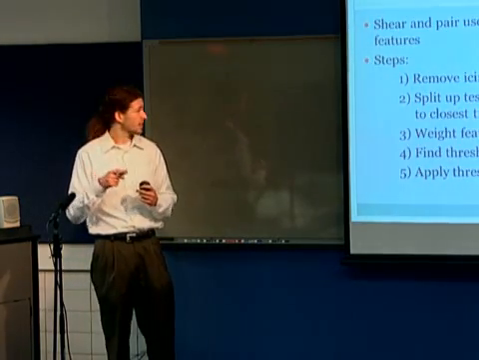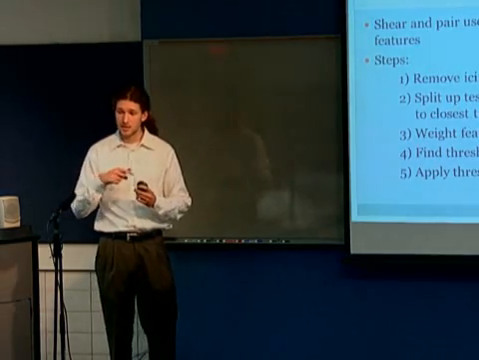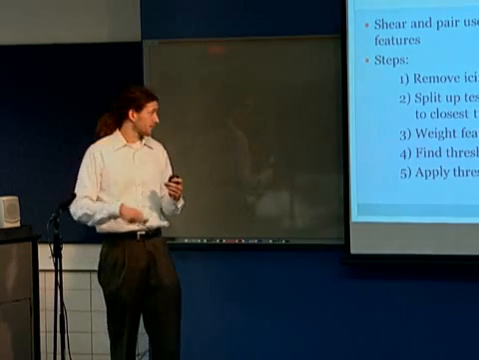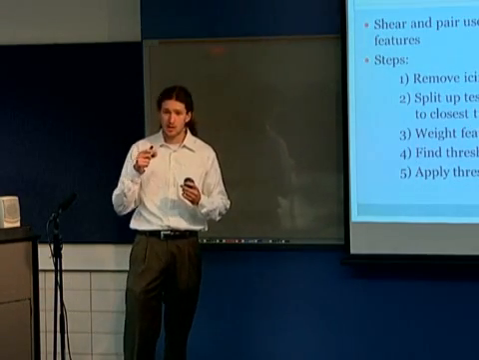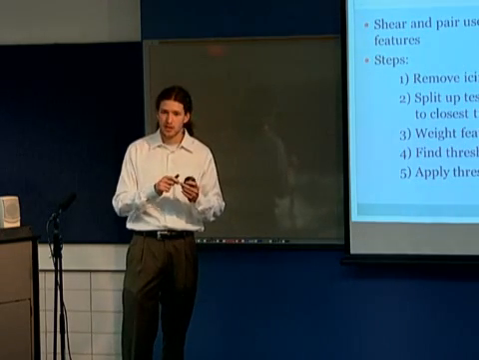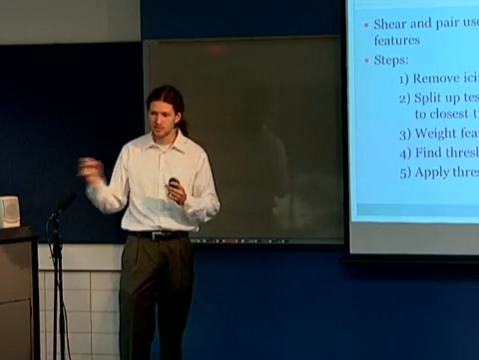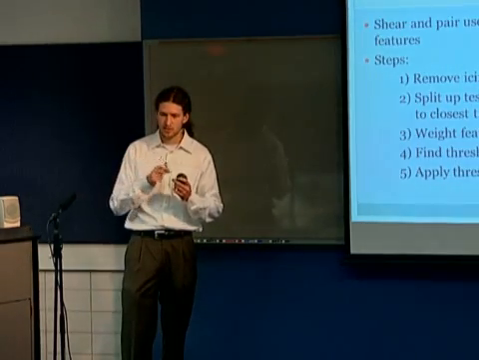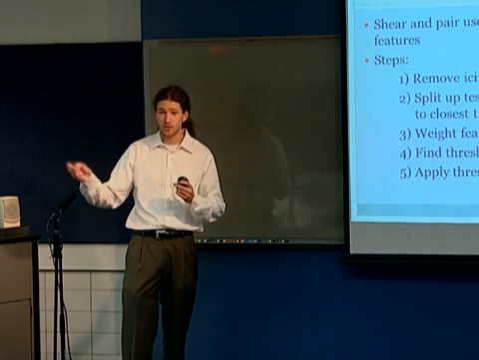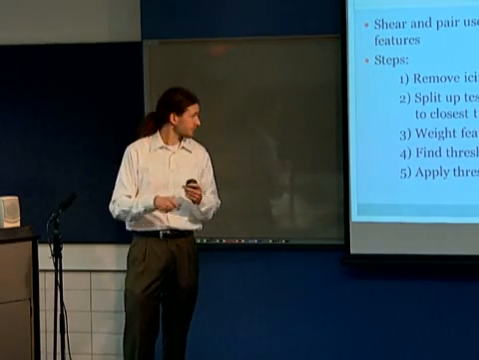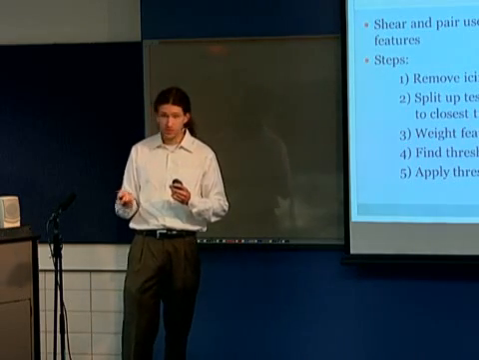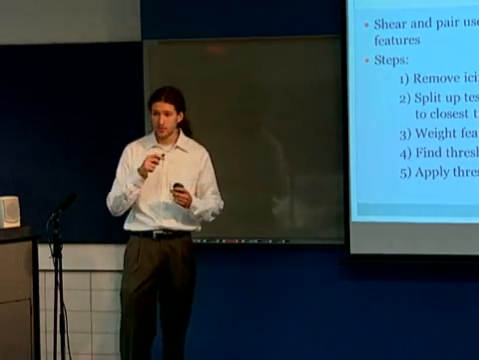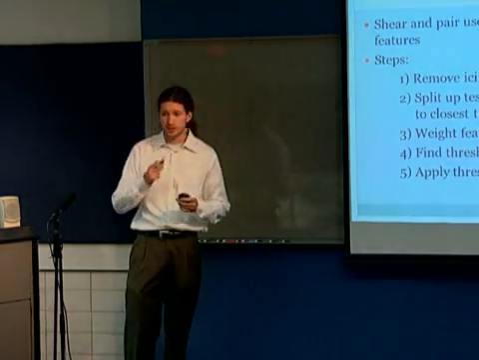The first step is I remove icing, and all steps after that assume that you've already removed icing, and you ignore any time step that has icing. Then I split up the test data, and I associate every test file with its closest training file. I measure the distance and find its closest training file. Initially, I compared each test file to all the training files, but later on I refined that. Then I'm going to talk about weighting the features, and specifically what features I chose. Then I'm going to talk about finding the threshold using training data, and then finally applying the threshold.